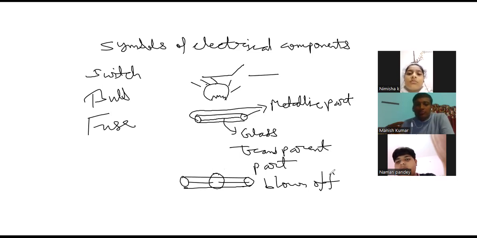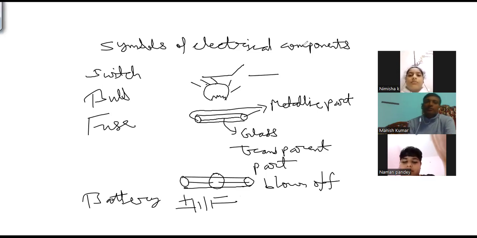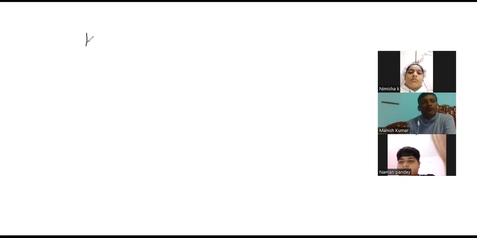Clear? Yes, sir. Bulb we have taken, switch we have taken, fuse we have taken. Now we can take the battery or cell, and the symbol is like this. You can write plus minus like this also. This is also clear. Any doubt in this part? No, sir. Should I clear this page? Yes, sir.